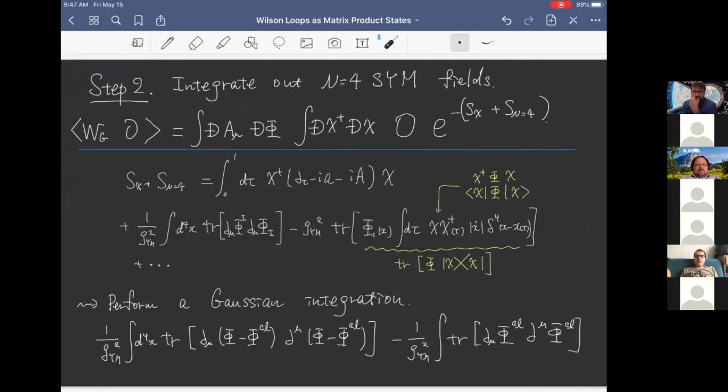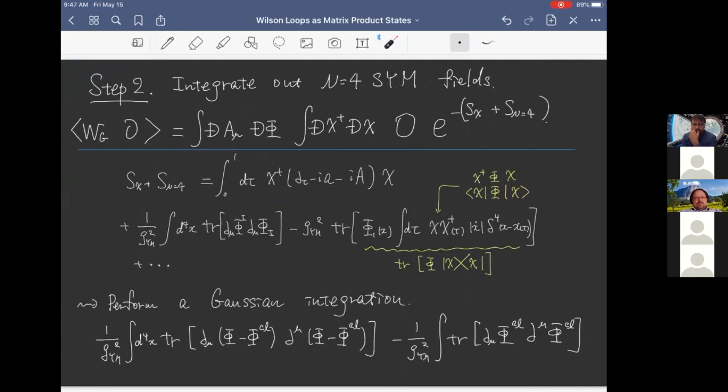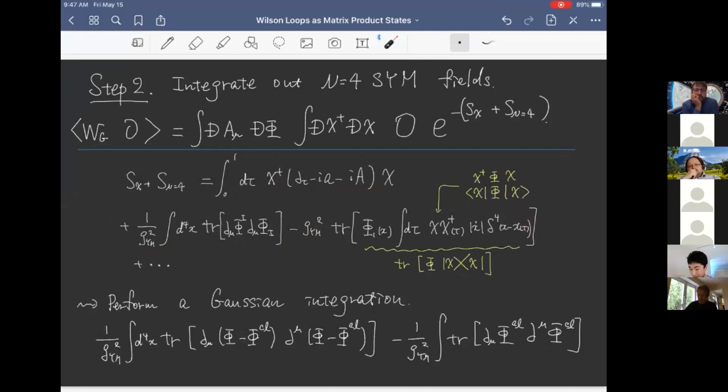Okay, so now we succeeded in rewriting the Wilson loop in terms of fermions, and the next step is to integrate out N=4 super Yang-Mills. I'm going to do it in the free limit, as I said, and so in order to do that, let's write the combined action of N=4 super Yang-Mills and the free fermion. So the fermion has this part, and also the N=4 super Yang-Mills has this part, and there is also a coupling between the fermion and the N=4 scalar field.